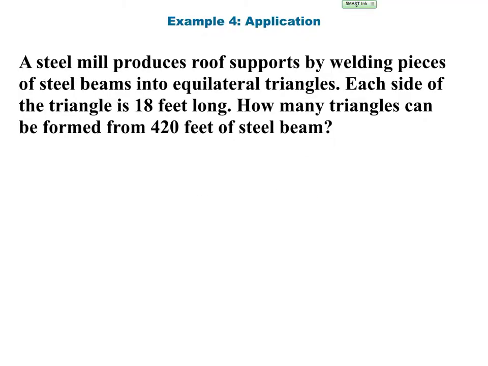How about a little story problem? A steel mill produces roof supports by welding pieces of steel beams into equilateral triangles. Each side of the triangle is 18 feet long. How many triangles can be formed from 420 feet of steel beam? I need to read again. It tells you what kind of triangle. It tells you some information about the measurements.